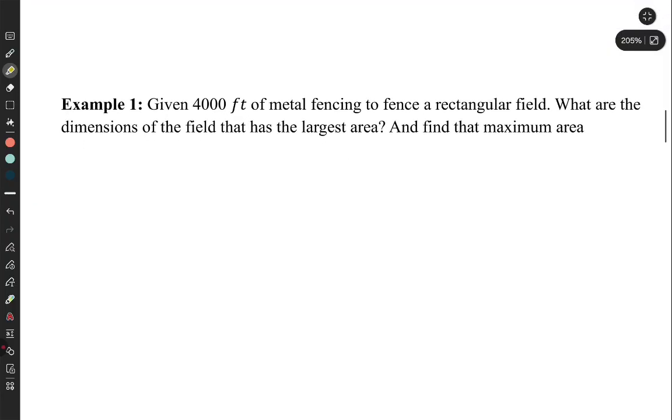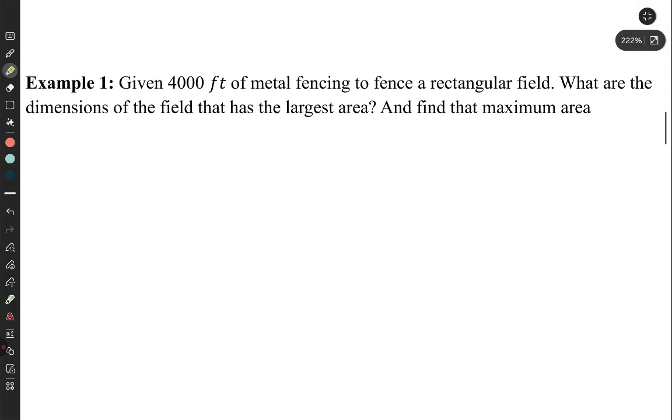Okay, here: 4,000 feet of metal fencing to enclose a rectangular field. What are the dimensions of the field that has the largest area? For now, don't think about optimization. I want you to think in terms of related rate. So start by drawing something about this one. Label it, and do the same as yesterday. Put in the given, put in the question. You draw something, you label. Okay, try your best.